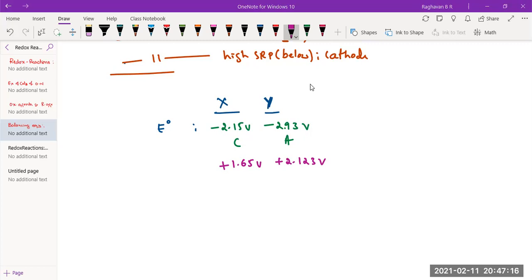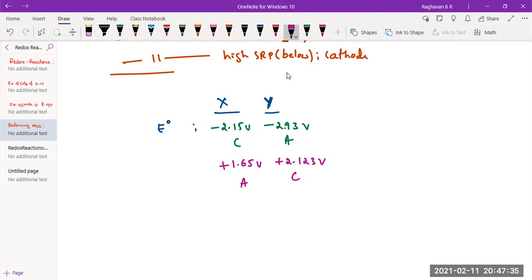I'm sure it's a solo performance. Solo, not sole, solo performance in the chat box. So Y is what, Nikita? Cathode.